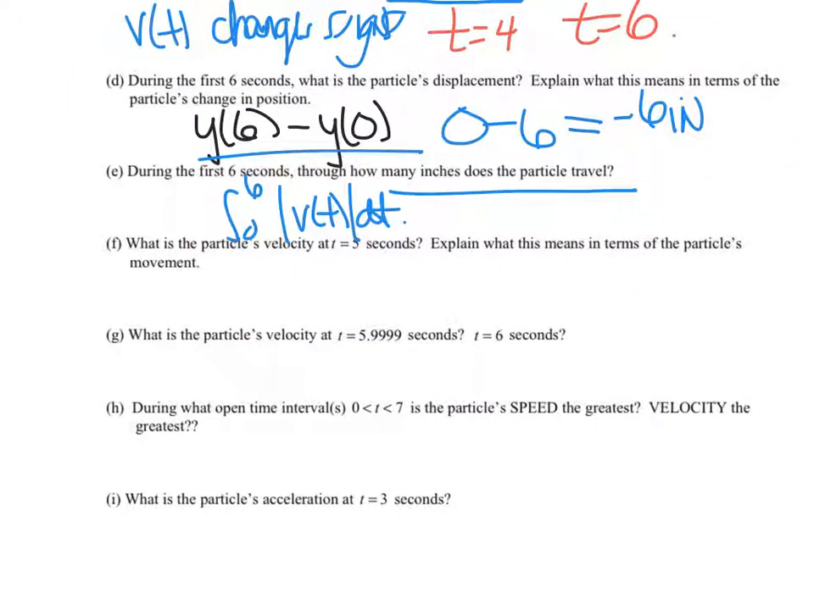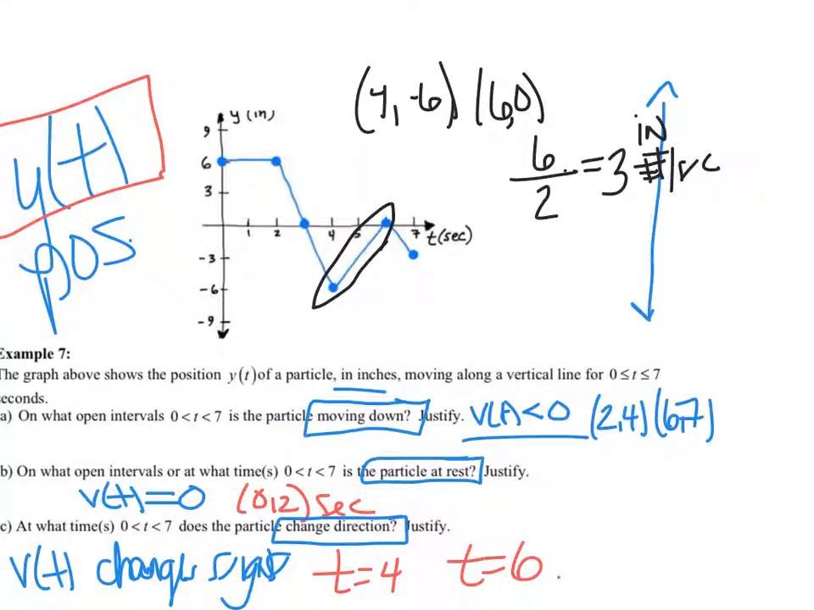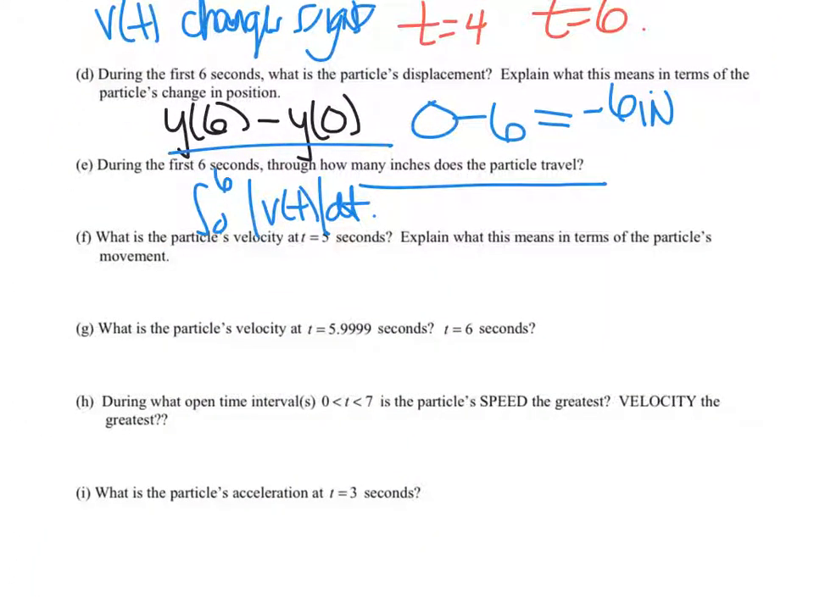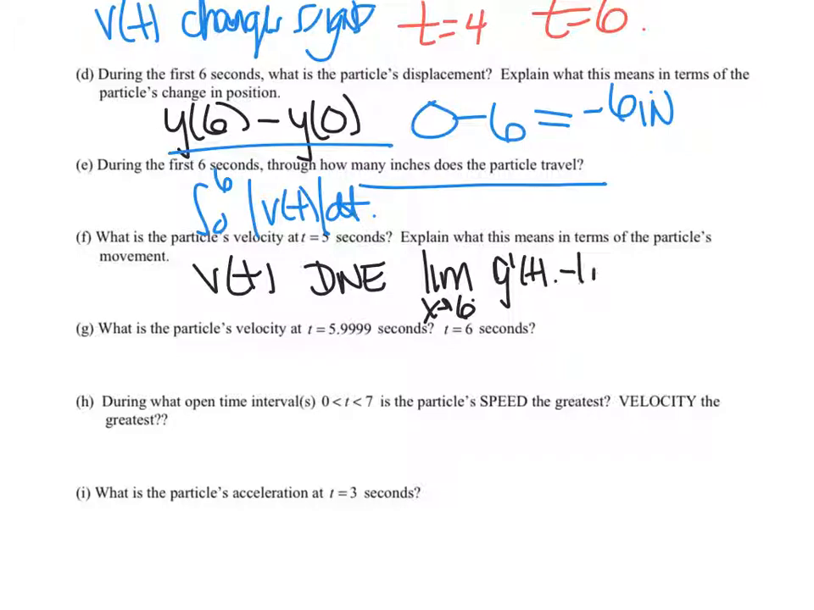G says what is the velocity at 5.999, and then at t equals 6. So at 5.999, it's still on this line, so I would say its slope is still 3 inches per second. Now what is the velocity at 6? What is the slope at 6? Well, notice it's coming to that sharp corner. So I want to be very clear that at t equals 6, the velocity does not exist. And what's our justification for that? Well, the limit as t approaches 6 from the left of y prime of t does not equal the limit as t approaches 6 from the right of y prime of t. And let's just watch our notation on that.